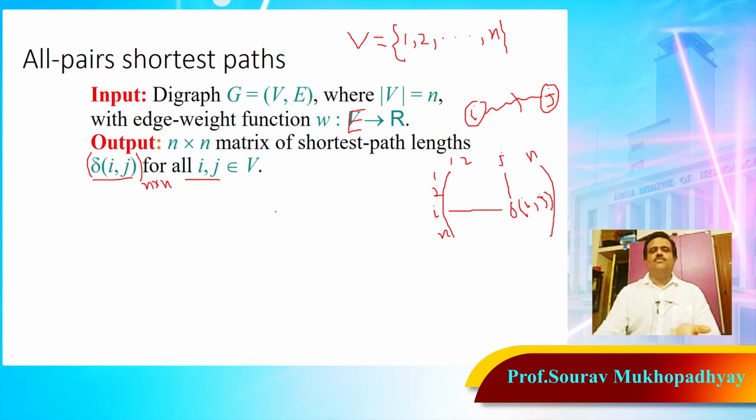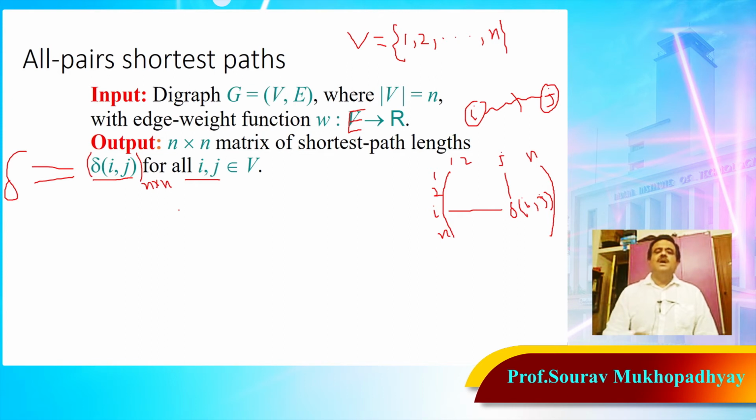So we have to output the all pair shortest path. For any two vertices i and j, we need to get the delta. It could be infinity also if there is no shortest path, depending on whether there is a physical path, or it may have a negative cycle in the path. Then there won't be a shortest path. So basically this matrix we need to output. This is the delta matrix, big delta. This is an n by n matrix.